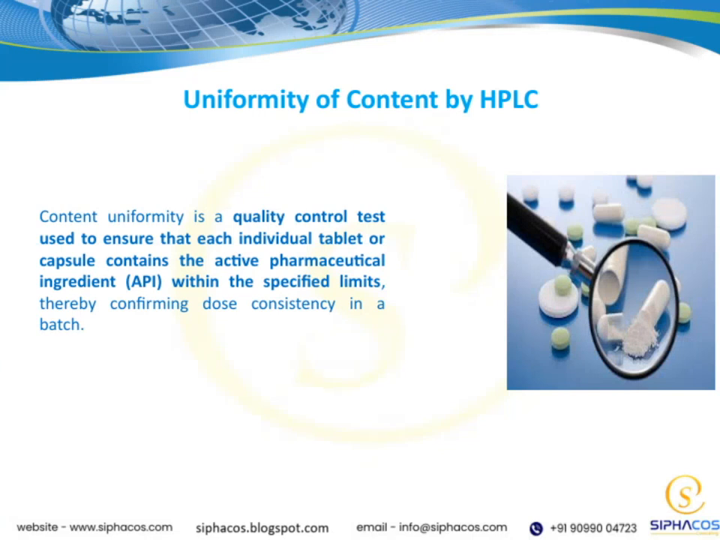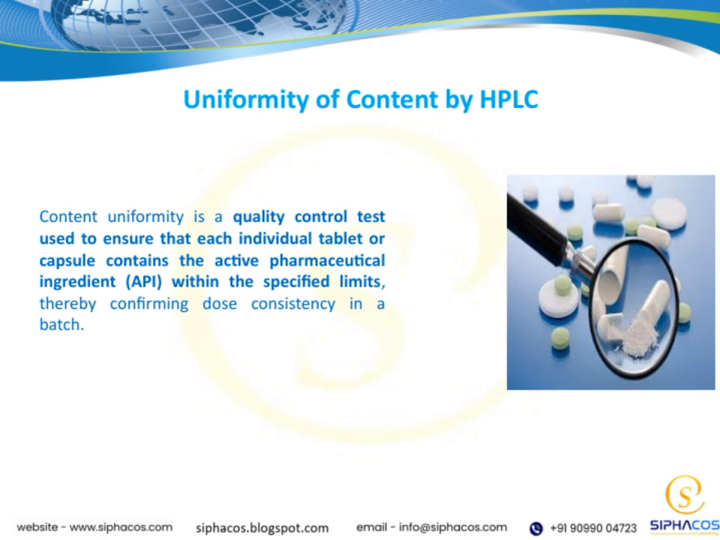Content uniformity is a crucial quality control test that we use to make sure that every single tablet or capsule in a batch contains the correct amount of the active pharmaceutical ingredient, or API. It's all about confirming dose consistency, so patients receive the right amount each time.